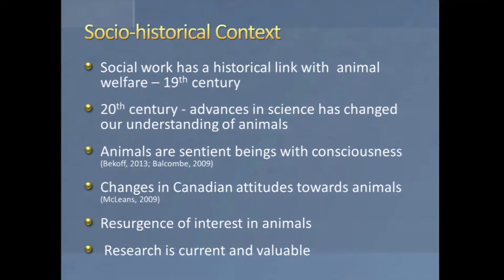So what is the context that this research is taking place in? Well, social work has, interestingly enough, a history with animal welfare, dating back to the 19th century. And actually the Children's Aid Society in Toronto grew out of the Toronto Humane Society, so they were working together at one point. In the 20th century, advances in our understanding of animals have really changed how we see them. We know now that they are sentient beings with consciousness.